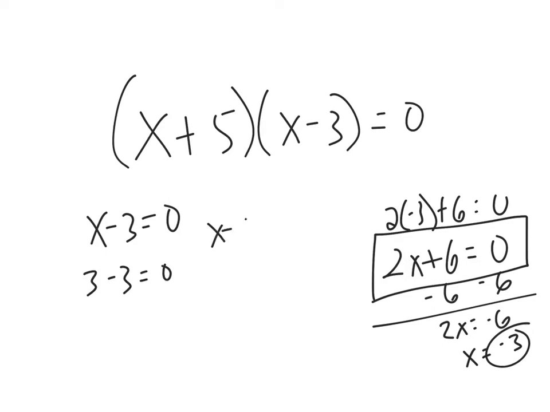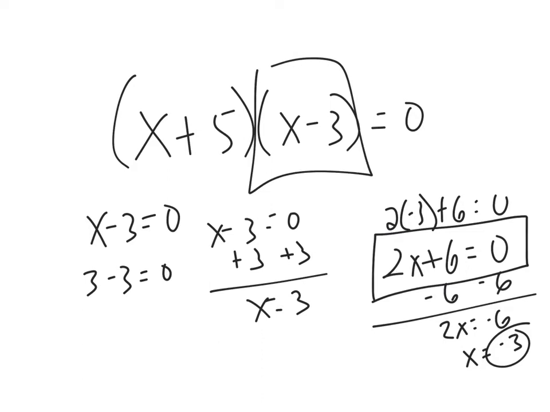Or in other words, I could just solve it. X is 3. So in other words, it's the opposite of this. What's the opposite of this guy? Well, 3 is. So that makes 3 there.